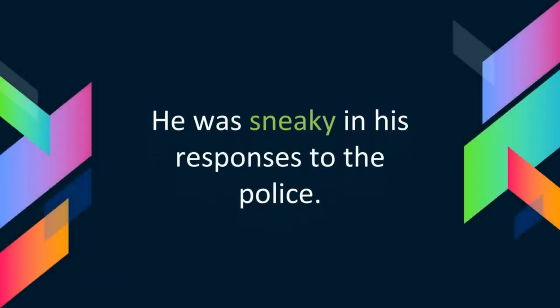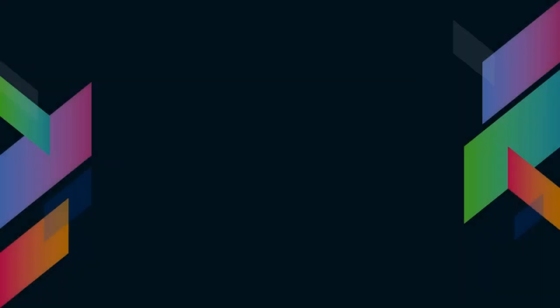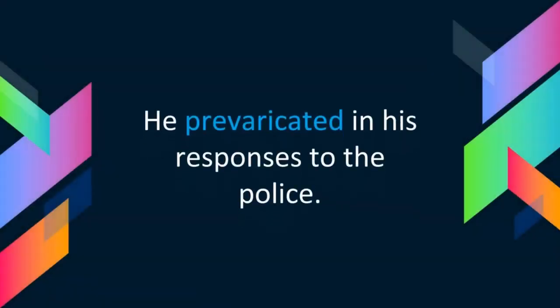So continuing with the sneaky guy that we met when we were studying the previous verb rouse, here he is again. He was sneaky in his responses to the police. He prevaricated in his responses to the police.